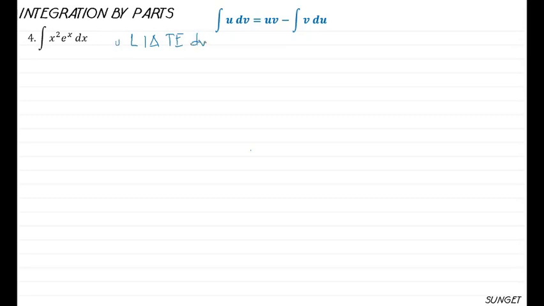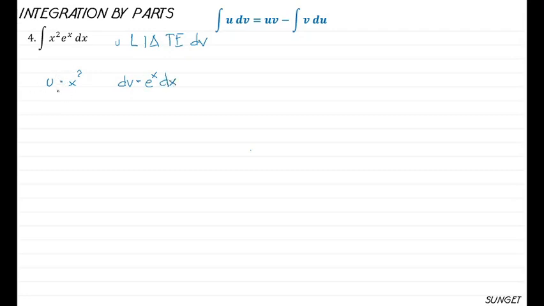So we're going to use this method to choose what is the u part and what is the dv part. For the u part, the algebraic function is closer to u, so u is equal to x squared, and dv part is the exponential function, so dv is equal to e raised to x dx.